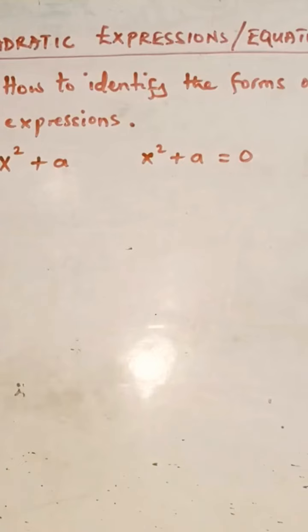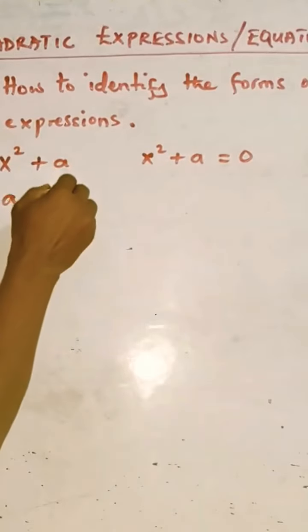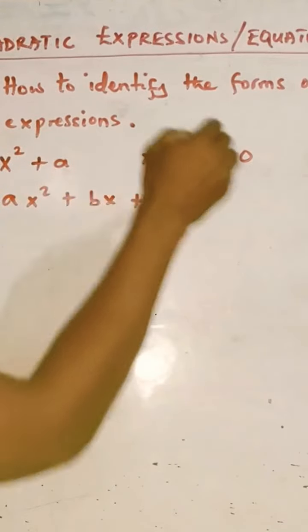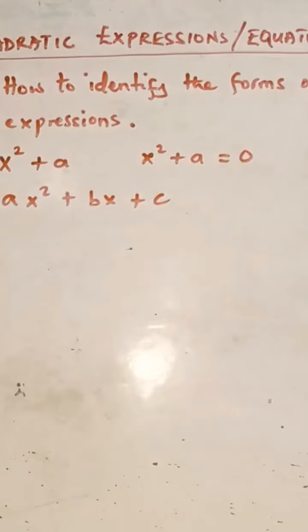The form that we are all very familiar with is called the general form. The general form, let me just write it as GF, is ax squared plus bx plus c. This is the general form of a quadratic expression.